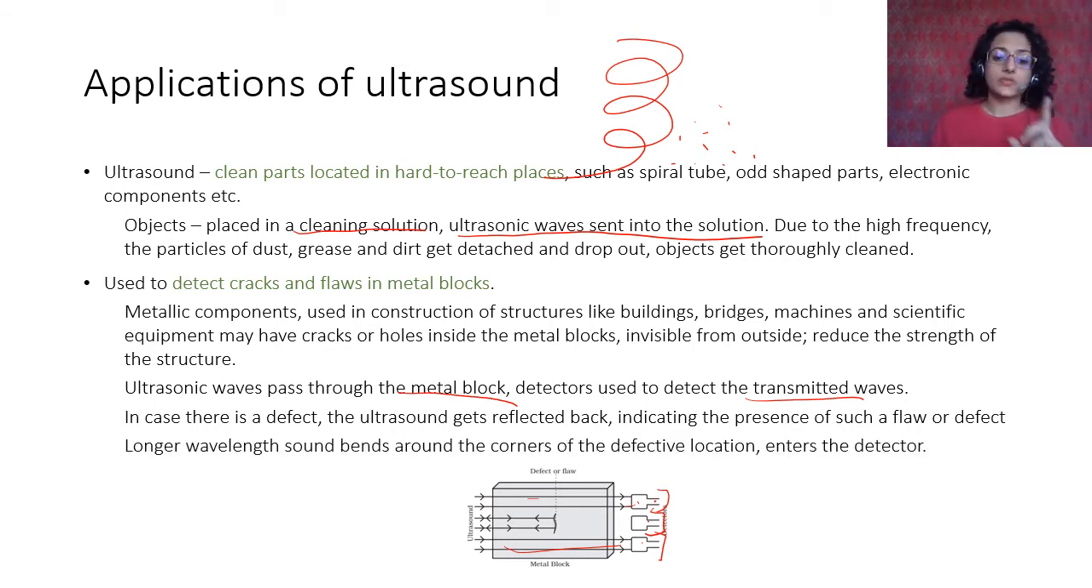Longer wavelength sounds bend around the corners of the defective location, therefore they would enter the detectors. If it was longer wavelength, they would have simply bent around it and gone here and there. But it is high frequency, therefore it goes and it comes back. Okay, it gets reflected, and therefore this detector does not get anything, and these do, therefore they know that the flaw is in this one. Okay, that is how ultrasound is applied.